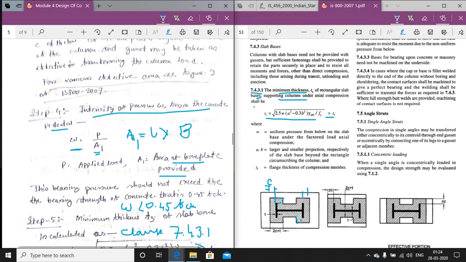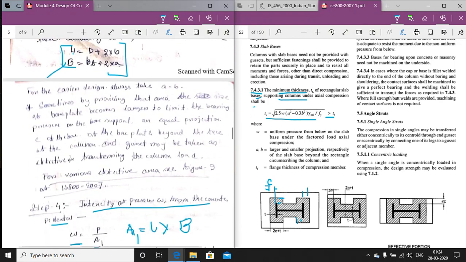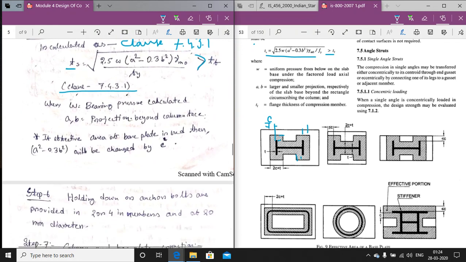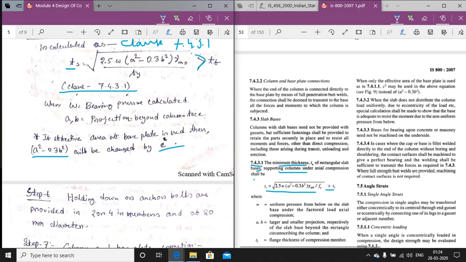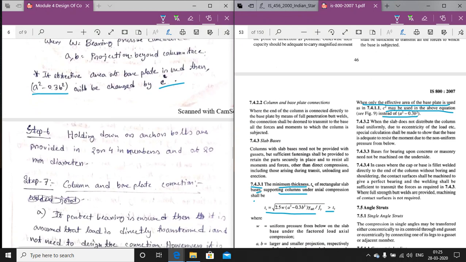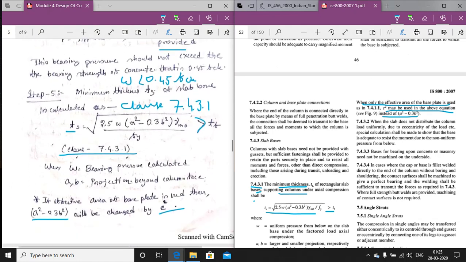Now, as I have also discussed, sometimes if the effective area is provided, then for the effective area the C value will have to be taken, that is, the equal projection on all sides of the column. So if the equal projection is provided, the A square minus 0.3 B square value will be changed by C square. It is written here: when only the effective area of the base plate is used, C square may be used in the above equation. So A square minus 0.3 B square will be changed by C square. This is the formula. This is step number 5, where we have determined the thickness of the slab.